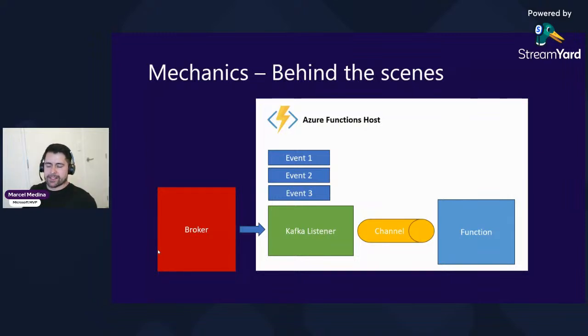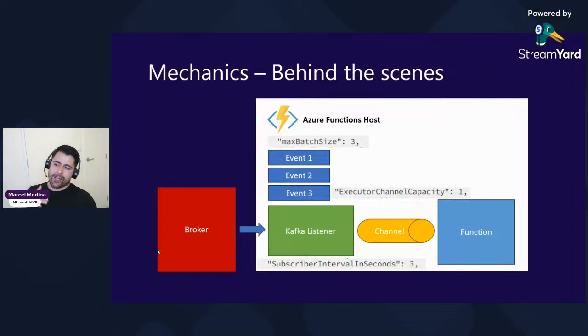Here we have three events being received. So what I could dictate is, well, this is my batch, max batch size of 3. I'm going to be receiving that on my channel, and that would be a specific setting. We could specify the subscriber interval in seconds, which dictates how fast the Kafka listener is going to be pulling or consuming those events from the broker. We could specify the channel capacity. It's interesting about this one because the more channels you have, the more memory you consume, but the more events you make available for the functions to be triggered.